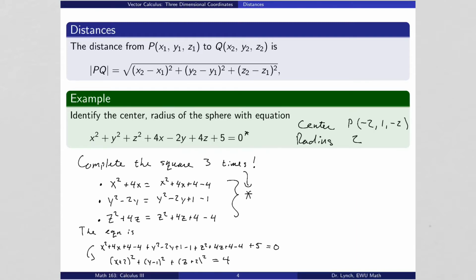So here, factoring and then simplifying all the constant terms, we arrive at the equation (x + 2) squared plus (y - 1) squared plus (z + 2) squared is 4. So we see that the center of this sphere is the point (-2, 1, -2), and that the radius of this sphere is 2.